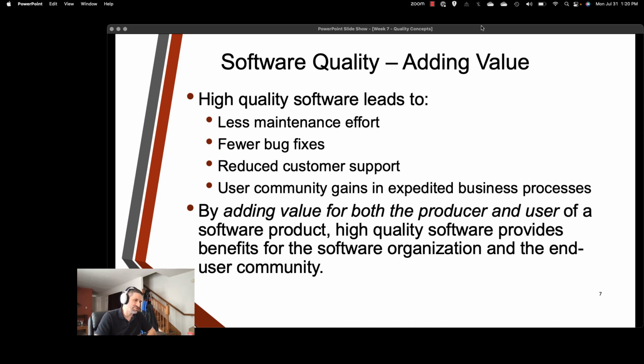And then the user community gains expedited business processes. So the idea here is that we want the users to be gaining some sort of value, right, in their business processes. So that's what quality software is going to bring to them. By adding value for both the producer and for the user, we're going to get benefits for everyone. That's the idea.